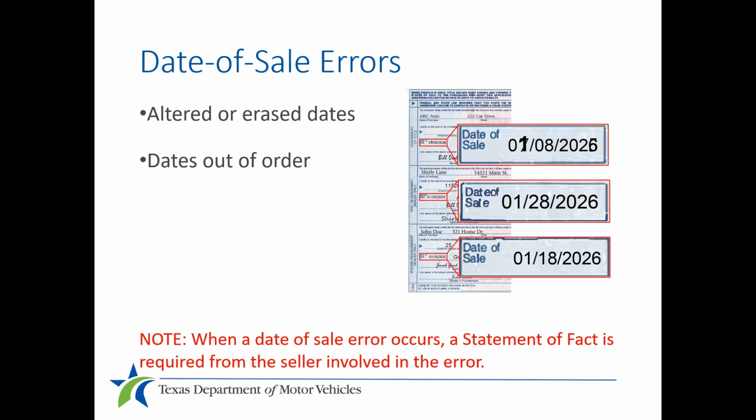The next error within title assignments involves date sale problems. The issues happen when dates are altered, erased, or don't appear in consecutive order. When a date sale error occurs, a statement of fact is required from the seller involved in the error. Obtaining a statement of fact becomes especially difficult when a title has gone through multiple assignments and reassignments.